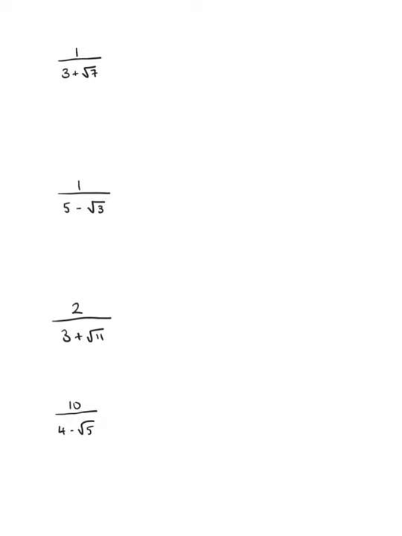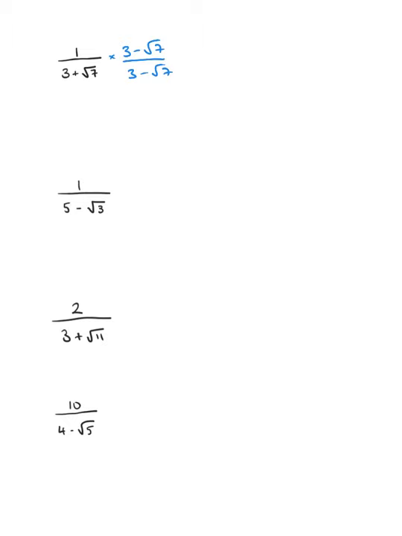Of course though, the surds that we have with a fraction can be more difficult than just having one surd at the bottom like this. I've got 1 over 3 plus root 7. Now I'm going to do the same again. I'm going to multiply by 1. Now for this question, I'm going to multiply by 3 minus root 7 over 3 minus root 7.